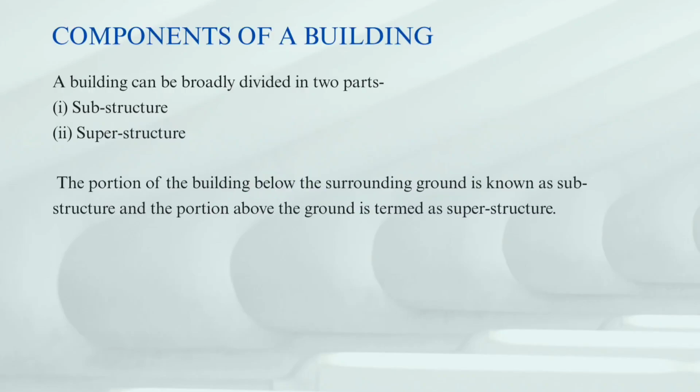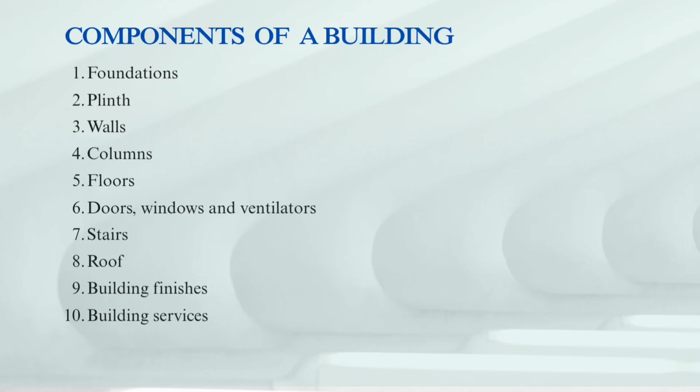A building can be broadly divided into two parts, substructure and superstructure. The portion of the building below the surrounding ground is known as substructure and the portion above the ground is termed as superstructure. Components of a building: foundations, plinth, walls, columns, floors, doors, windows and ventilators, stairs, roof, building finishes and the building services.